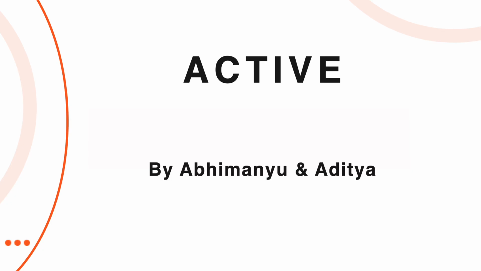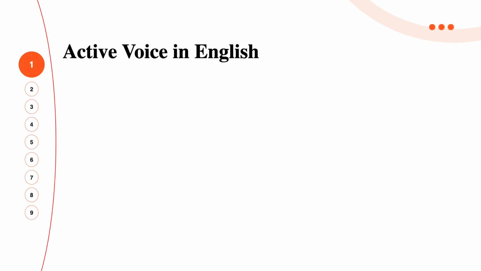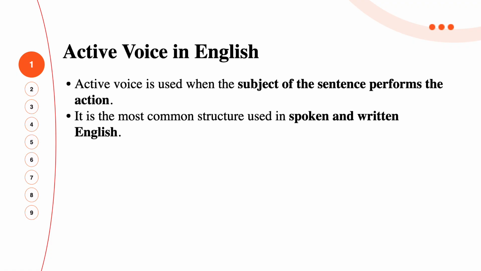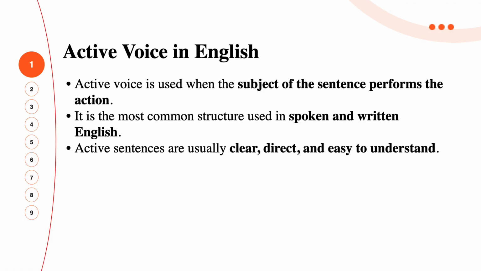Today we are going to be learning active voice in English. Active voice is used when the subject of the sentence performs the action. It is the most common structure used in spoken and written English. Active sentences are usually clear, direct, and easy to understand.